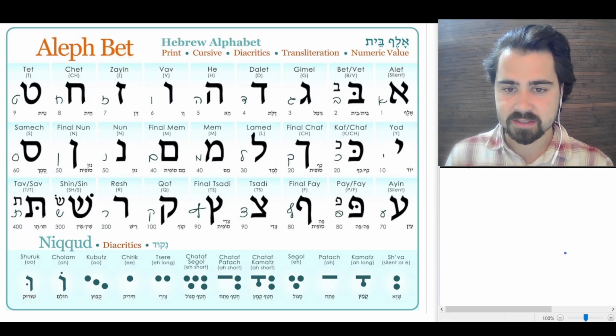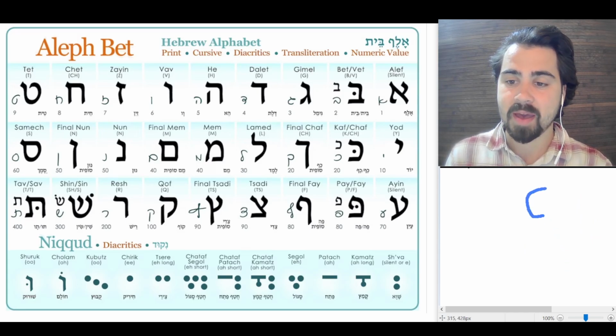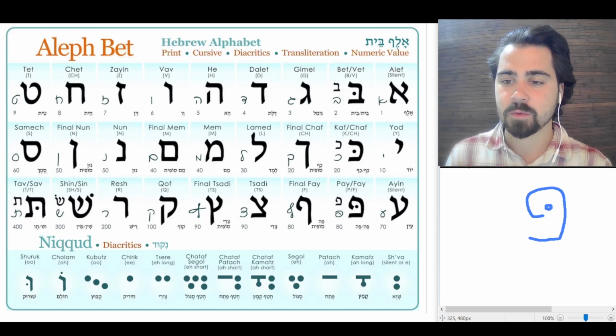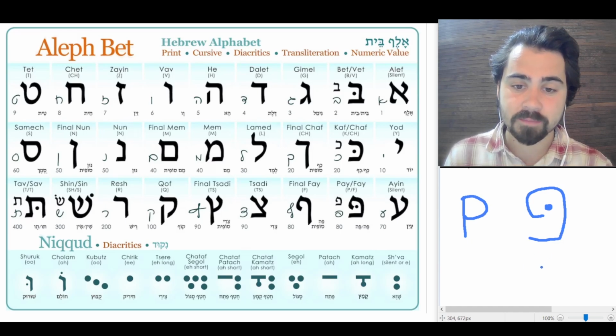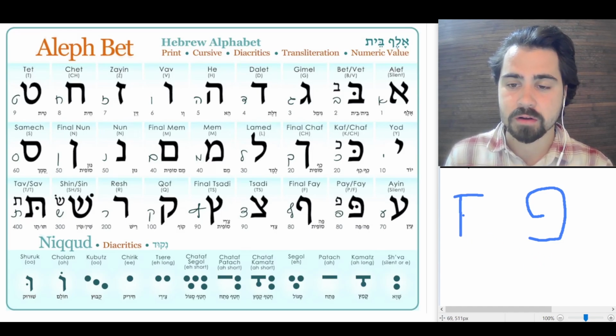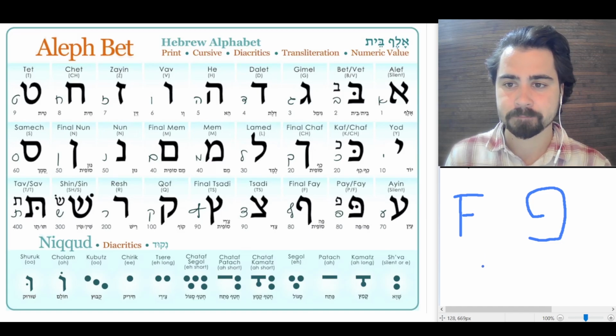Okay, let's keep going. Next letter is pay, and this one, notice it has a dot. Pay, sound p. It has a dot, and without a dot, the sound is f. Yeah? So with a dot, p, without a dot, f.